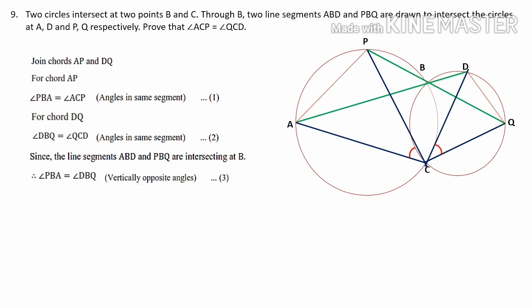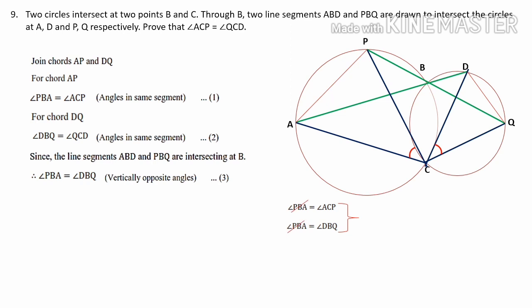Angles are equal. So now we have got three equations. First one is this one, second one is here, third one is here. So let's write these three together. Consider the first and third equations: angle PBA is equal to angle ACP, and angle PBA is equal to angle DBQ. You can see the left side is angle PBA in each case.